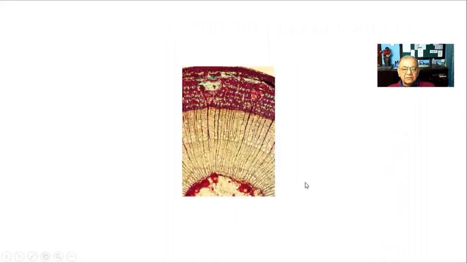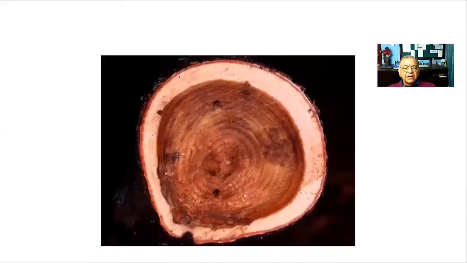Okay. Here you can see another section of the wood, and you can see that it has two annual rings. This is one and this is the second. So it has two annual rings. This is the vascular cambium. On the outside of the vascular cambium is secondary phloem, and outside secondary phloem is the bark of a tree.